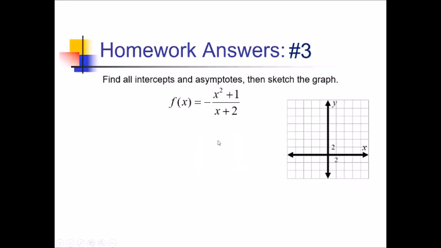On this problem, they want us to find all the intercepts and asymptotes and then sketch the graph. So I can't really reduce or simplify this at all. I'm just going to dive right into finding those different features. We'll start with the x-intercepts.